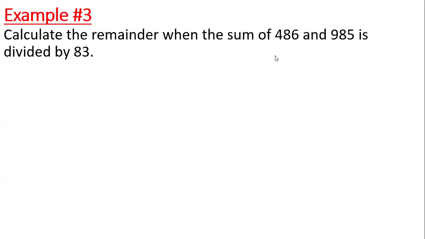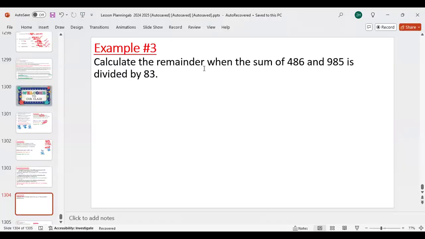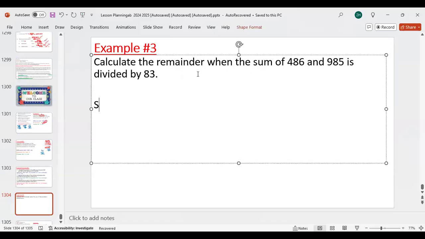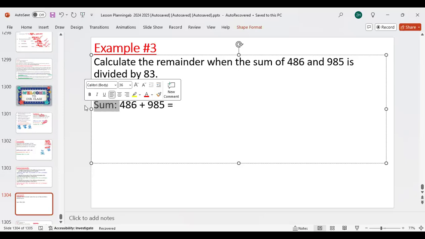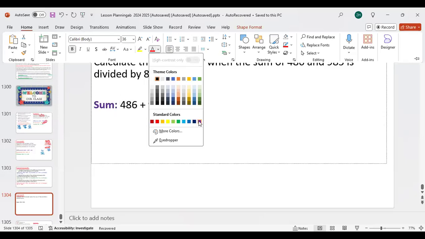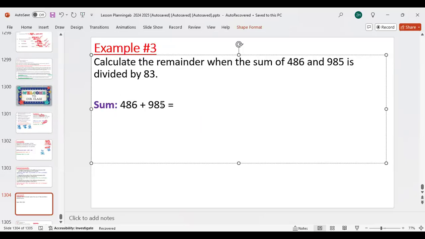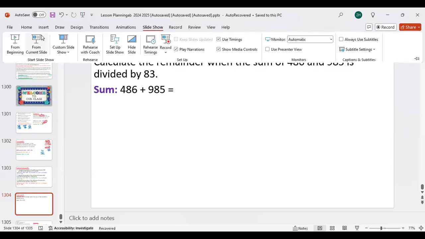So let's go ahead and answer this. We have to find the remainder when the sum. So let's go ahead and do this. This is going to be the sum. The sum is 486 plus what? 985. What will you get when you add them? 1,471. Yes, sir. So let's add these.